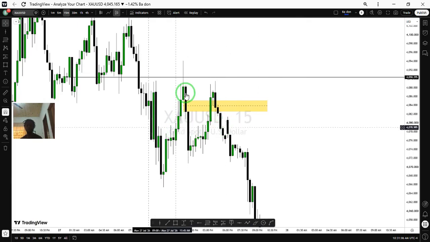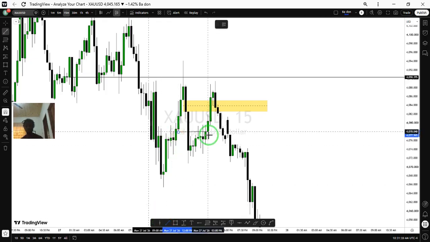Now we saw our price tapped into the gap, and like I said before, as you can see here, we have more than 3 order blocks. We have 4 order blocks here. So since it is 4, we are only focusing on the 3rd candle. That's what I was saying.